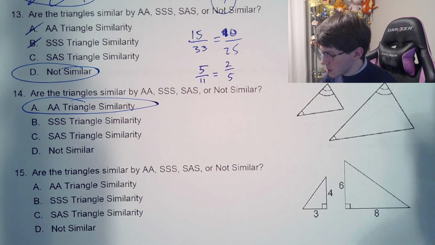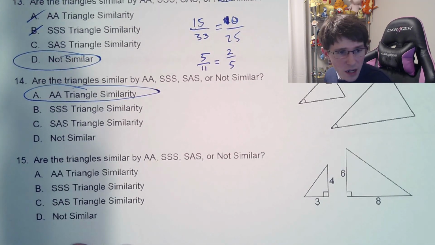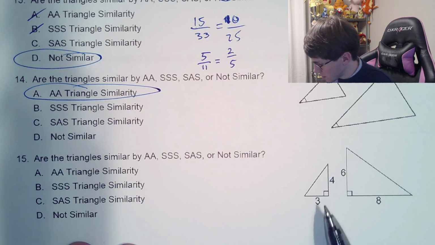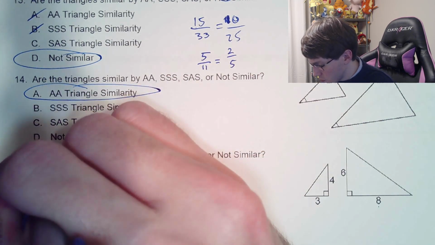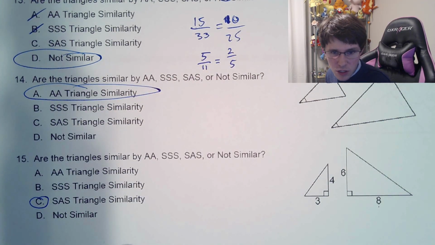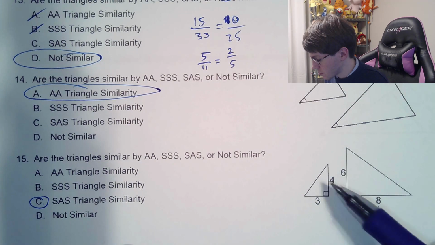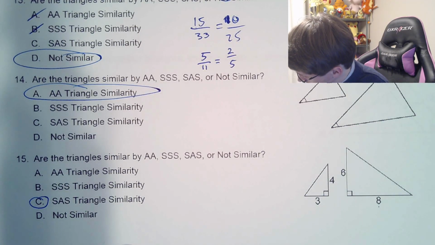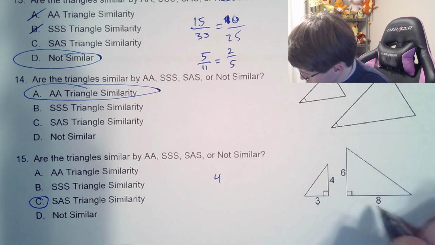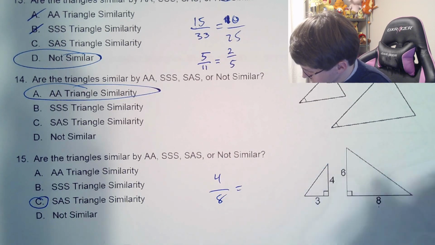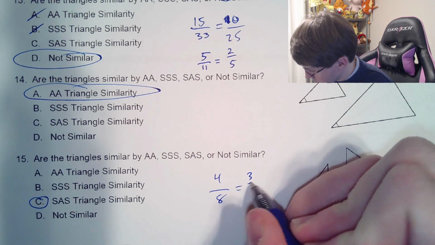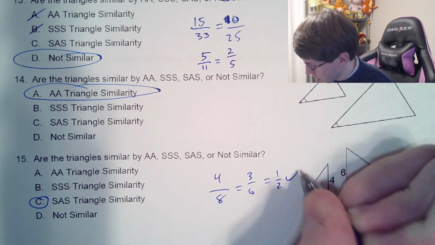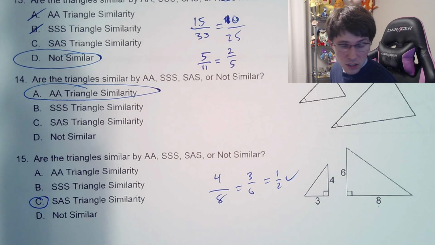Question number 15, for this one, you will need to check our side, angle, side situation. We have the angle and the side, the side, and it's a right angle. For those who have been paying attention in previous videos, you might notice this is a 3, 4, 5 triangle, and this is also a 3, 4, 5 triangle, a 6, 8, 10. But if you wanted to verify it, we could do the longer side over that longer side is going to be equal to the shorter side over the shorter side, and that does equal a half for both of them. So we are good to go there.